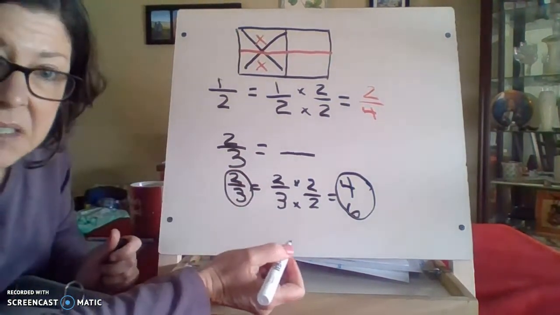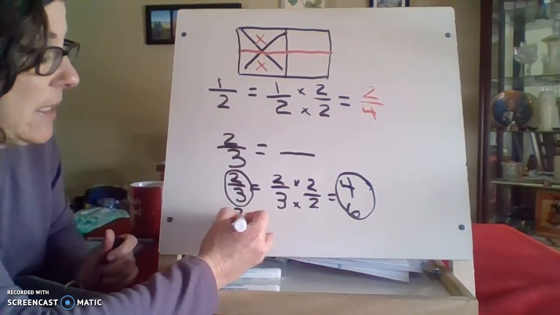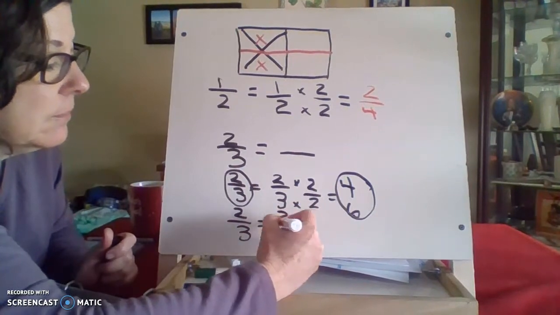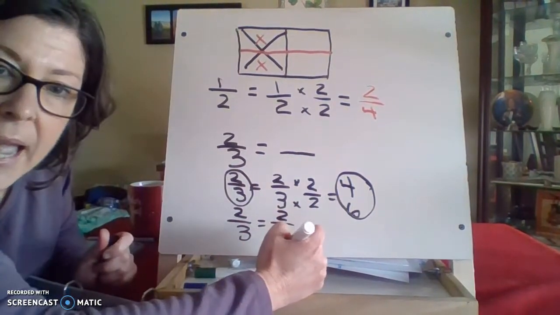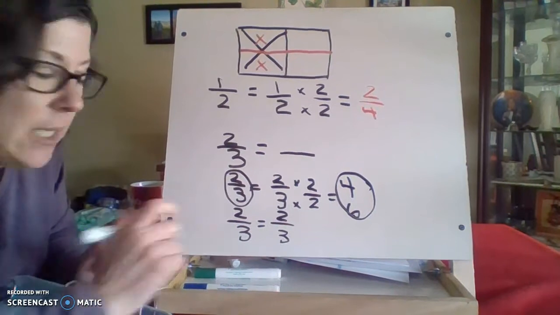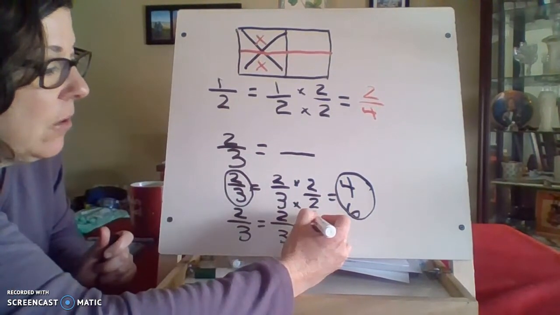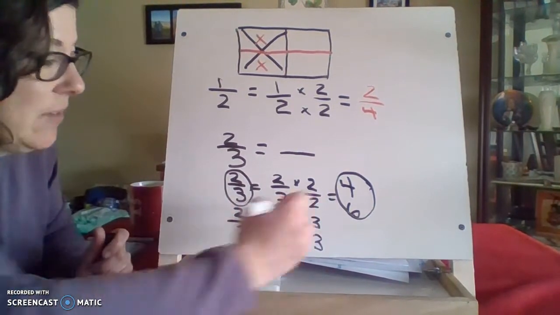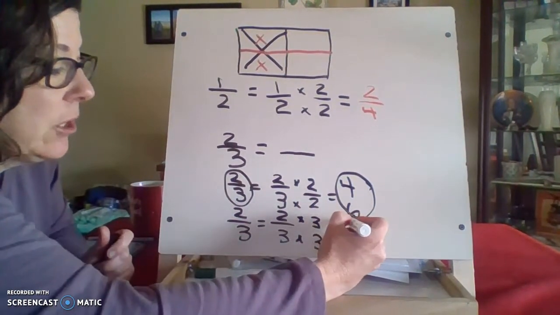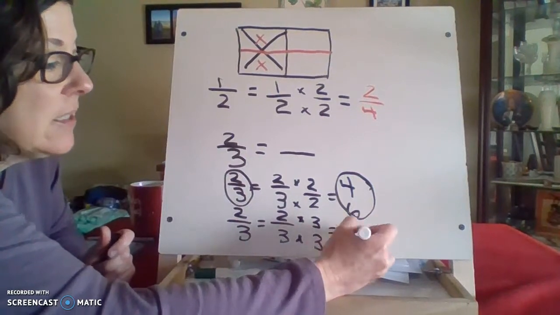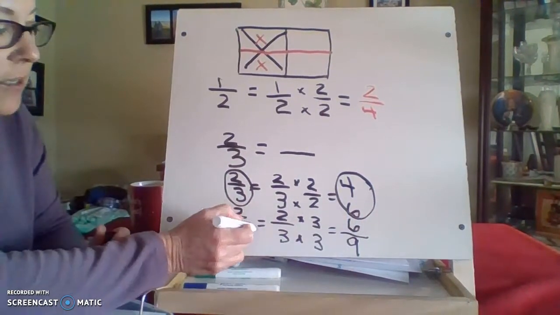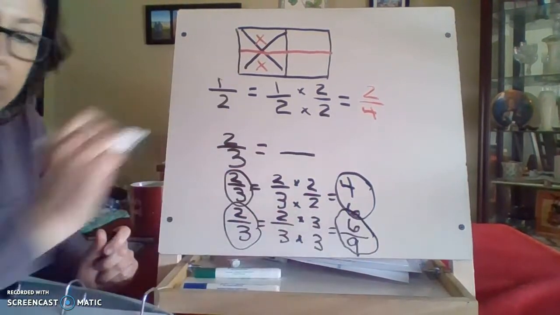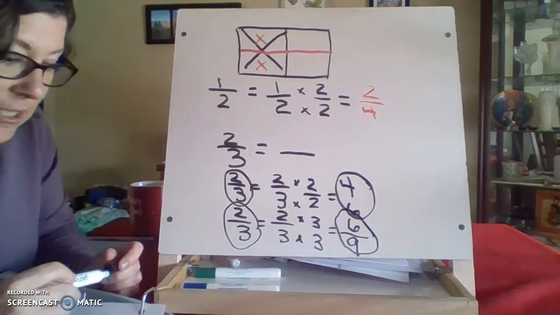But let's say I want to do a different example. Somebody else might say, well, I'm going to take these 2/3 and I'm going to break all of them into 3 smaller pieces. So those pieces are getting even smaller, which is equal to 6/9. So 2/3 is also equal to 6/9.